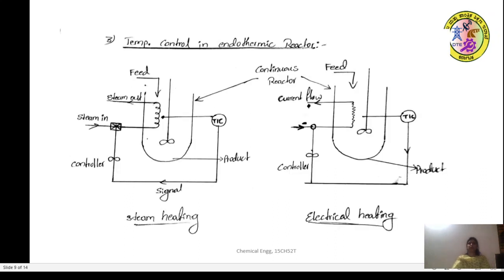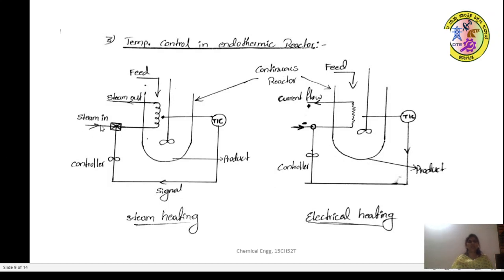Next we can see the temperature control in an endothermic reactor. That could be of steam heating or electrical heating. Having understood these two examples, I think you have got an idea how exactly any parameter, any process variable, can be controlled automatically. So for temperature control in an endothermic reactor, the heat is being absorbed. An exothermic reaction is one where the heat is being released during the reaction. Here the heat will be absorbed in order to have a reaction.